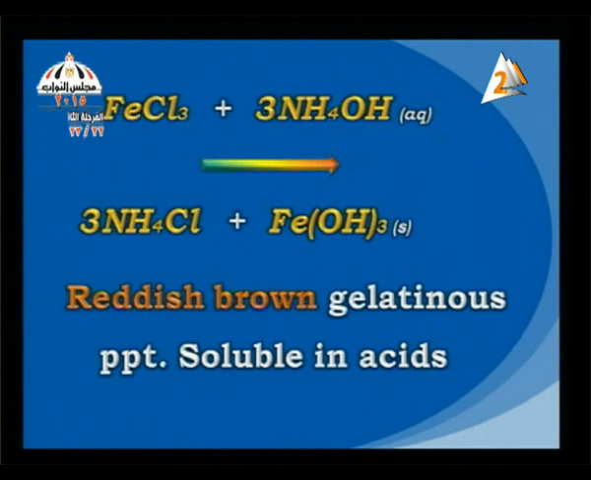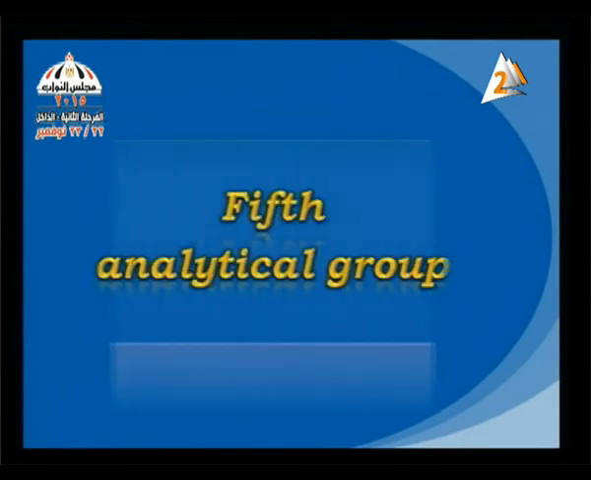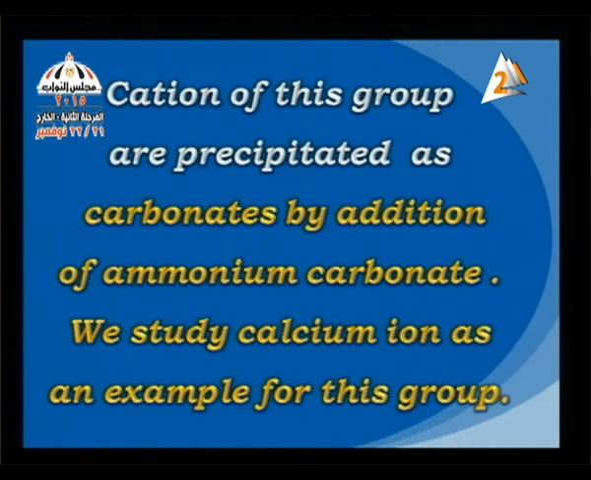Now, look at this. We have the fifth analytic group. Do you think what it's about? The cations of this group are precipitated as carbonates by addition of ammonium carbonate, and we study the calcium ion as an example of this group. So here, calcium cation is the example of the fifth group of radicals. I think all students know calcium well.